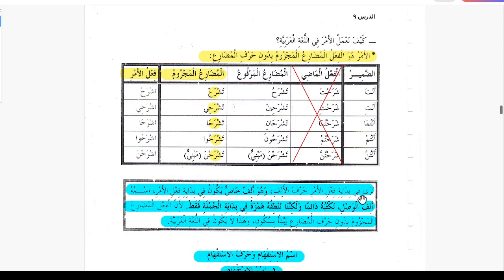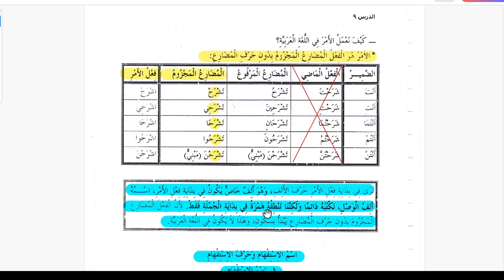So we see in the beginning of the fail al amr the alif. This is the special alif that comes before the fail al amr. It is called alif al wasl. We always write it, so it is always written.